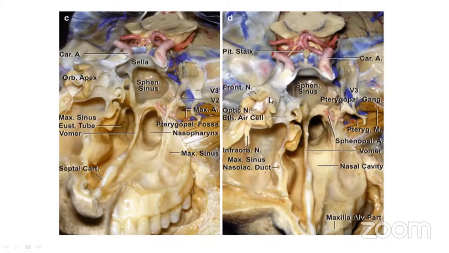Another diagram in which we can see the relationship of the optic nerve, along with superiorly the frontal branch of the ophthalmic nerve, which passes superiorly to the optic nerve. And inferiorly, we can see the maxillary sinus. And the inferior part, in the nasal cavity, which is exposed, is showing the nasolacrimal duct.